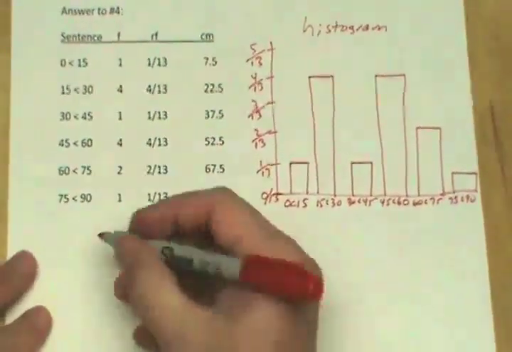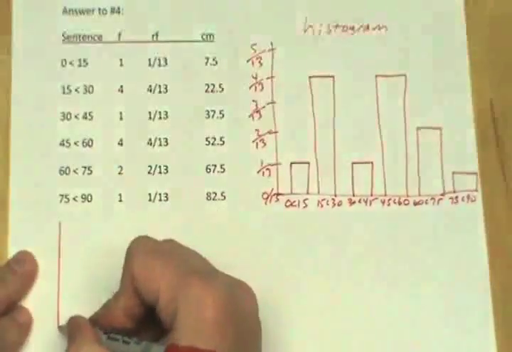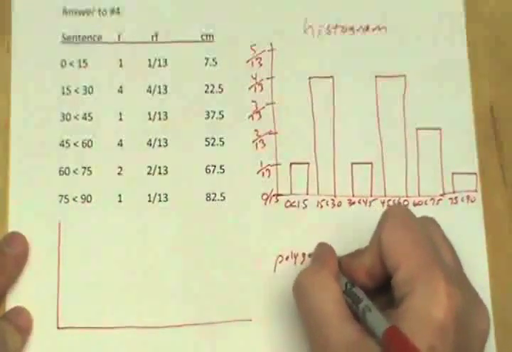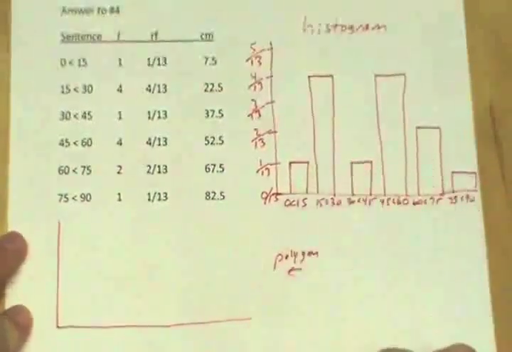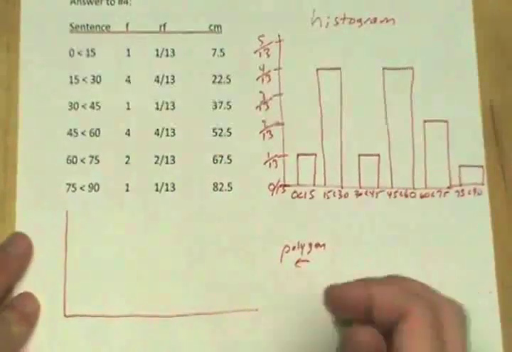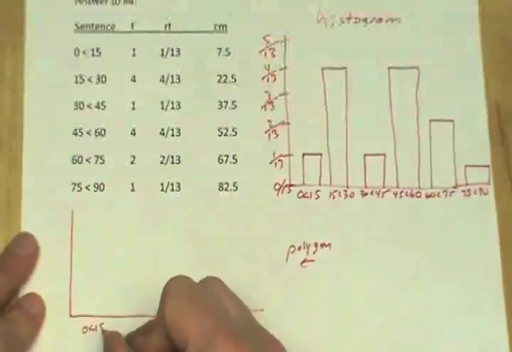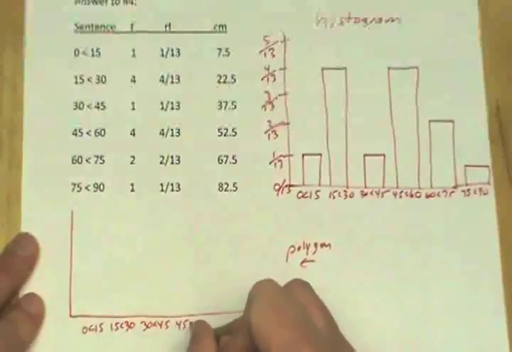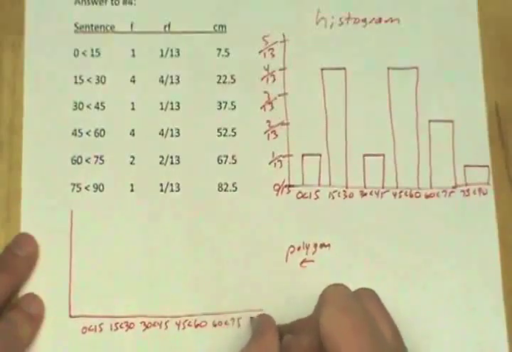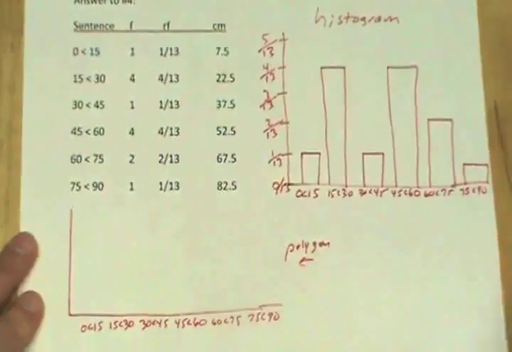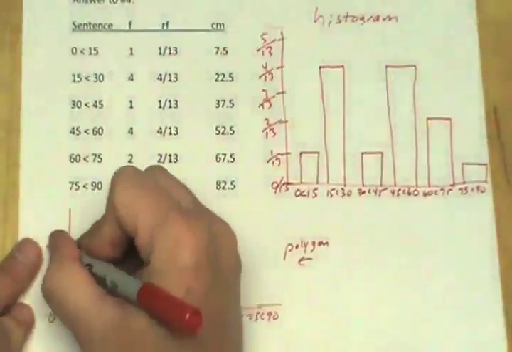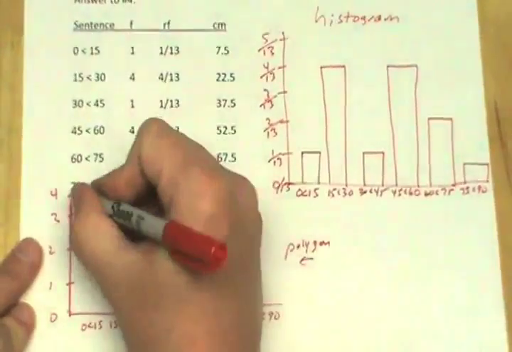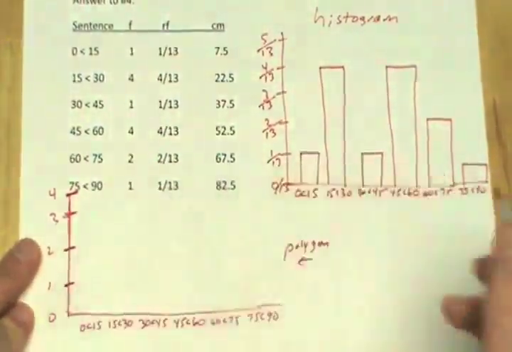Now, if I wanted to do a polygon, it's basically the same sketch that you have over here. You're just going to use a dot to represent the height. So again, you'd have 0 to less than 15, 15 to less than 30, and we're going to go all the way up for each interval. Okay, and again on the side, 0, 1, 2, 3, and 4. Sorry about that, I didn't make those intervals the best, but then we're going to do dots.